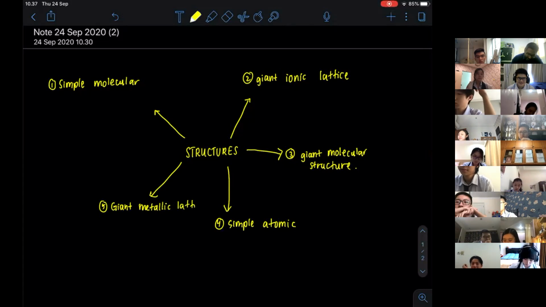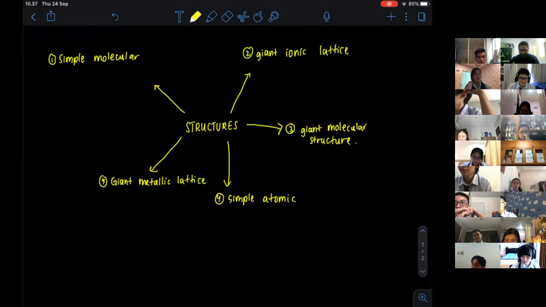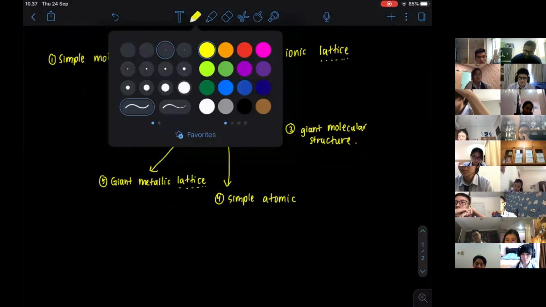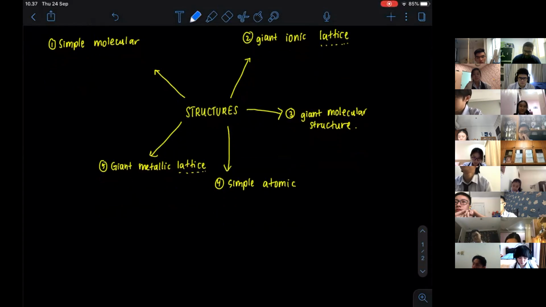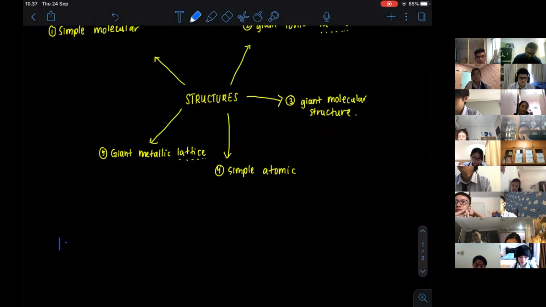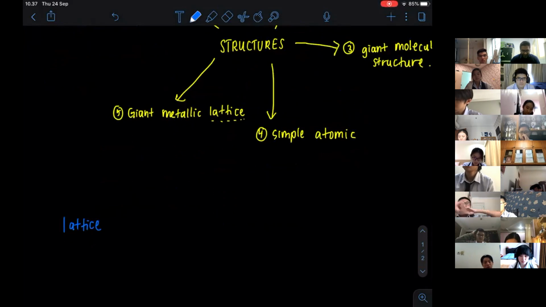lattice. So when I write this, I have the term lattice written twice over here. I just want to find out more about the meaning of lattice. Can someone help me with the meaning of lattice? Maybe we'll call Nicholas Chai. What do you understand by the term lattice, Nicholas Chai?